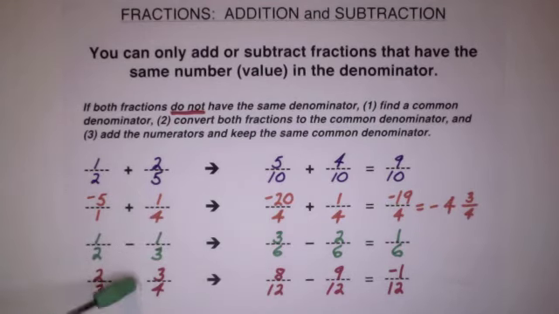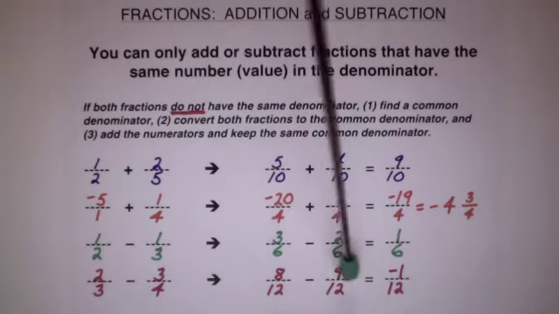Now I must subtract 3/4. I need 12 in the denominator. In order to go from 4 to 12, I must multiply by 3. Whatever I do to the denominator, I must do to the numerator. So I must multiply 3 to the numerator. So what I'm doing is multiplying 3 times 3 and 4 times 3. 3 times 3 is 9. 4 times 3 is 12. 3/4 is equivalent to 9/12.